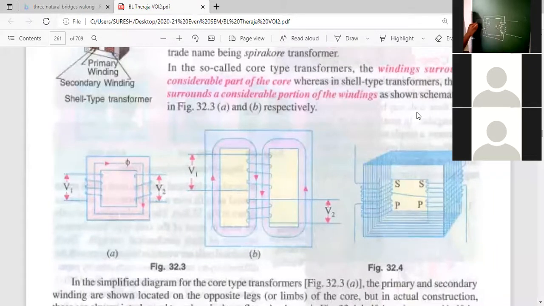V1 is the supply voltage. V2 is the voltage at the secondary side. V1 is the primary voltage or supply voltage. On the secondary side, we have voltage V2. Okay. This is the core type. Why it is called core type, see the core type definition I am telling now.